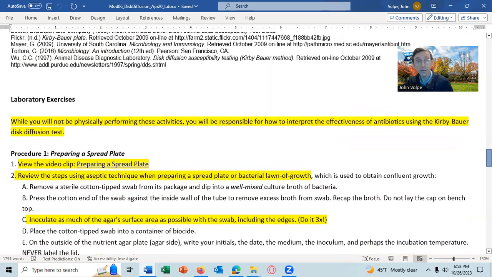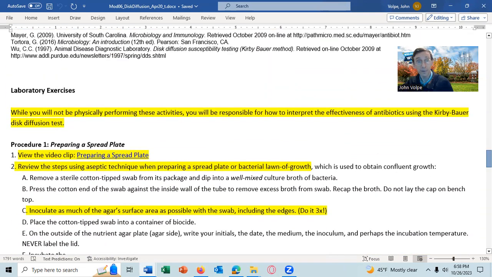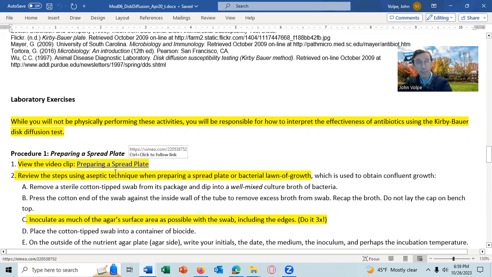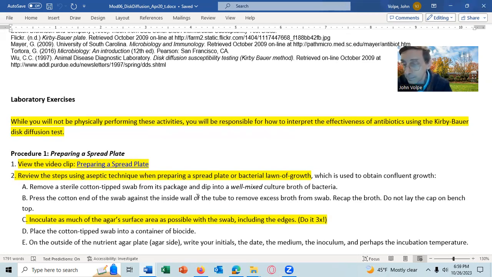All right, know the terms of this lesson. You're not going to be physically performing any of these activities, but you will be held responsible for how to interpret the effectiveness of antibiotics using the Kirby-Bauer disc diffusion test. In procedure 1, we're going to be preparing a spread plate. So view the video clip on preparing a spread plate, and then review the steps using aseptic technique for preparing a spread plate or a bacterial lawn of growth. And let me just go ahead and demonstrate that.